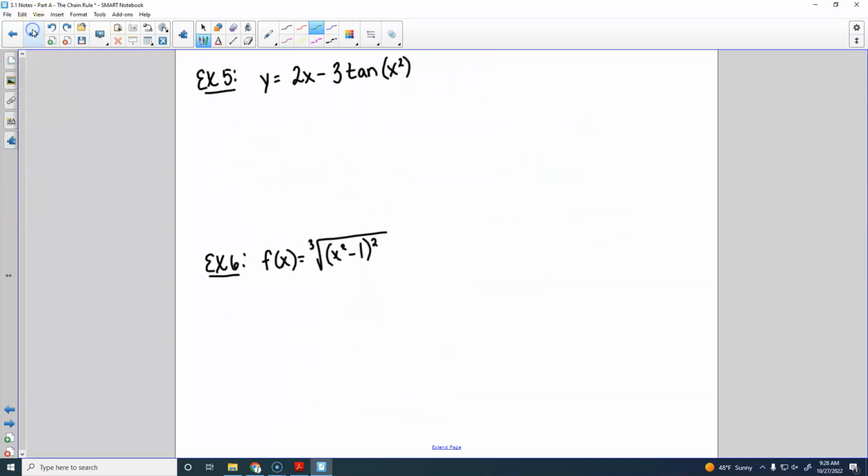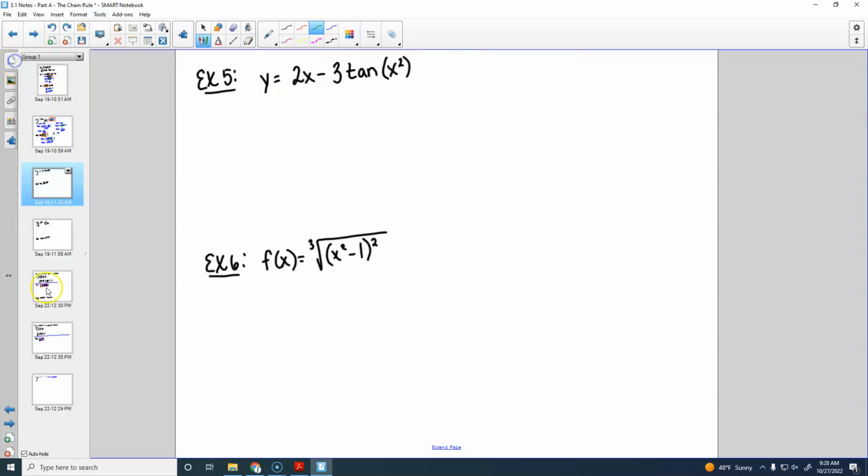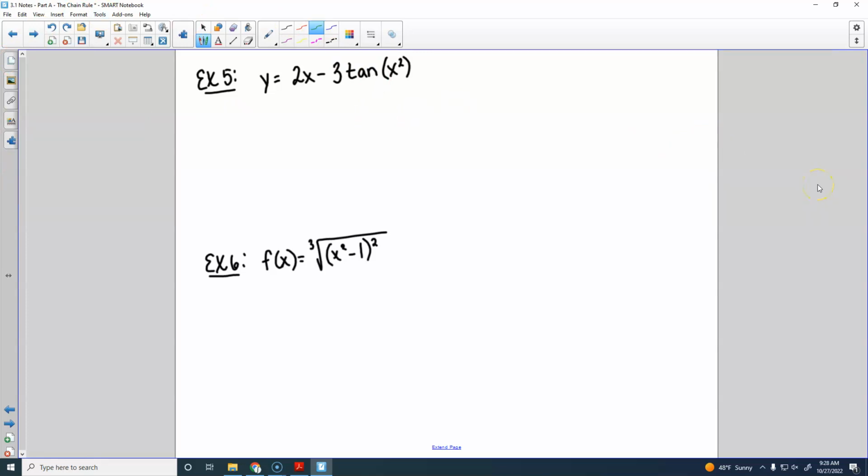All right. Let's look at a couple more. Maybe more than a couple more. How far are we? No, we got 4 more. I'm gonna save natural logs and exponentials for tomorrow.